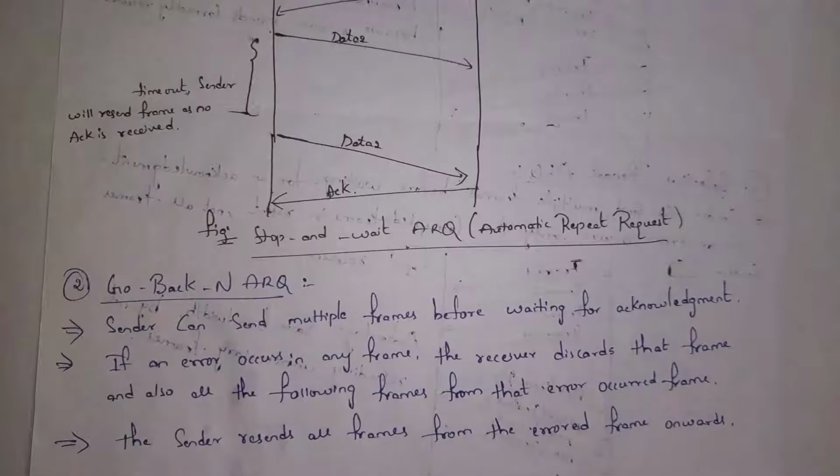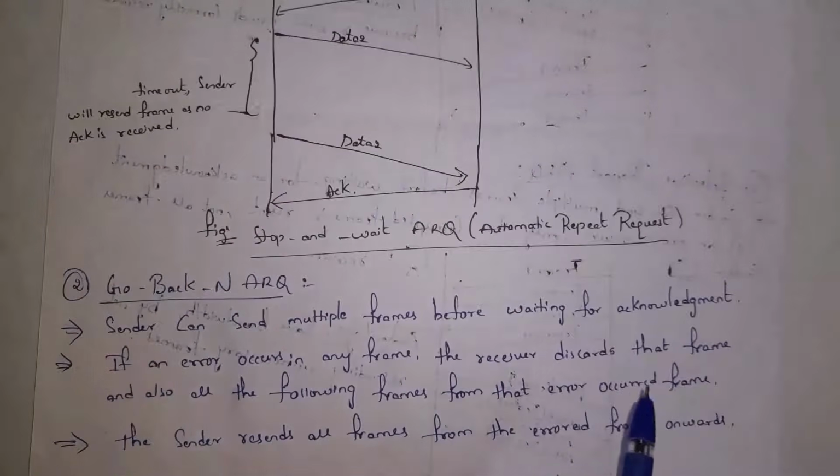Guys, if you consider stop and wait ARQ, in stop and wait ARQ, only sender will send one data frame at a time. Only after receiving reply from receiver, sender will send the next frame. But in Go-Back-N ARQ, sender can send multiple frames at a time. If any error occurs in any frame, then receiver will discard that frame, and receiver will also discard all the following frames from that error occurred frame.